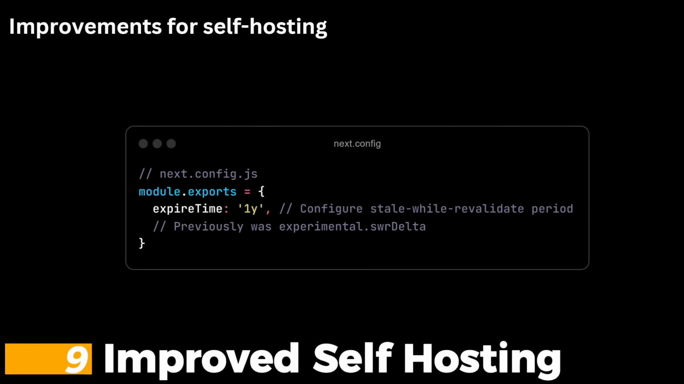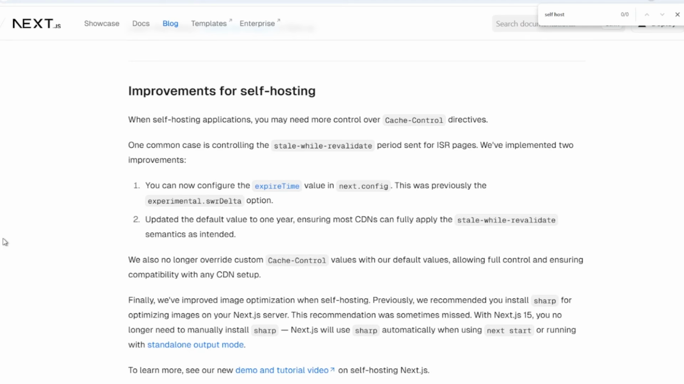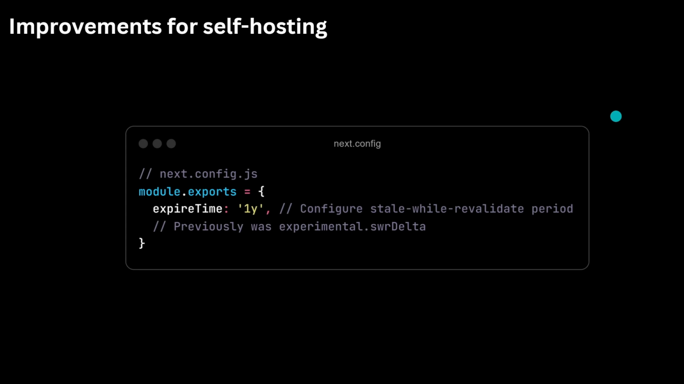The next change genuinely surprised me, where Vercel, known for its tightly controlled ecosystem, is making significant moves toward better self-hosting support. Let's have a closer look at those changes. First, you can now configure the expire time directly in your Next.js config. This setting determines how long your CDN will serve cached content while fetching fresh data in the background. The default value has been updated to 1 year, which ensures optimal CDN compatibility.